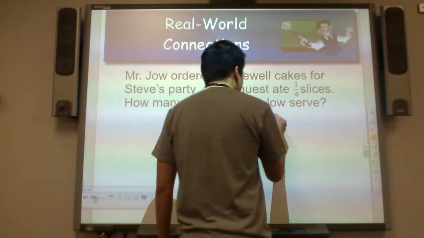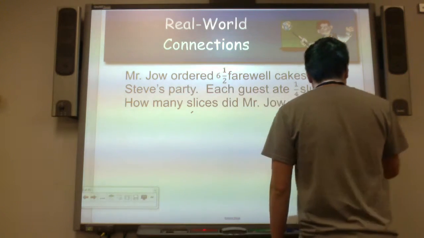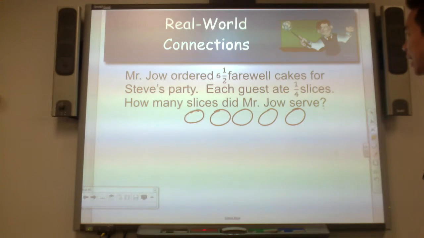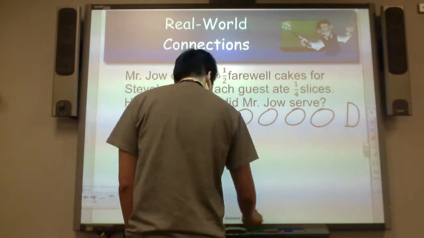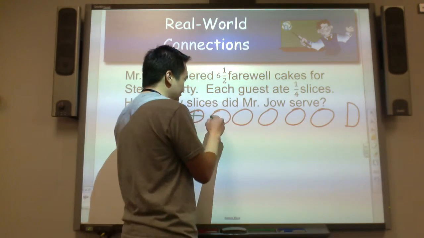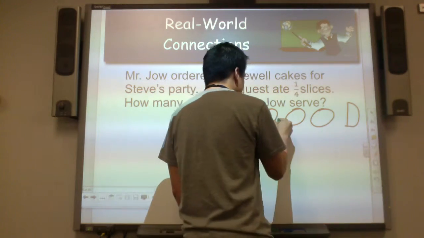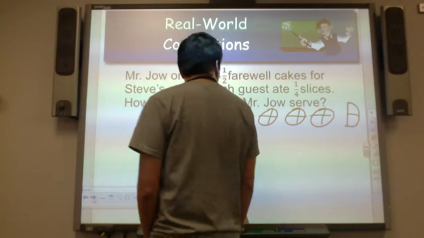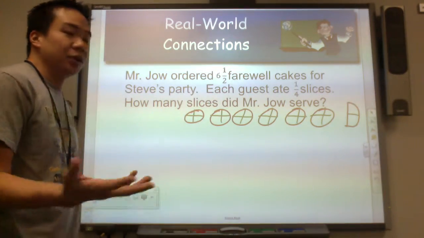So I have 6.5 cakes. And then each guest ate 1/4 slices. So 1/4 slices, 1/4 slices, 1/4 slices, and so on and so on. So this is the picture model. What if you do not want to do the picture model?